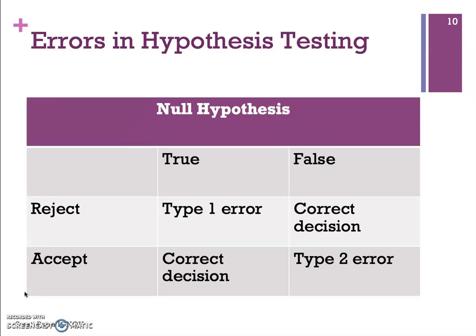Type 1 error is when the null hypothesis is actually true but we reject it. And type 2 error is when the null hypothesis is actually false but we accept it. For example, the null hypothesis that there is no gender difference in stress is actually true, correct, but we reject it and we conclude that there is significant difference between boys and girls. So it is a type 1 error. Similarly, type 2 error is when the gender difference is actually present, but we conclude from our findings that there is no difference between them on stress.